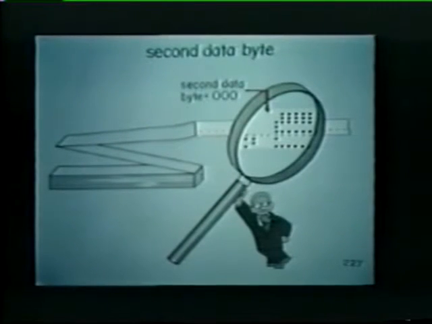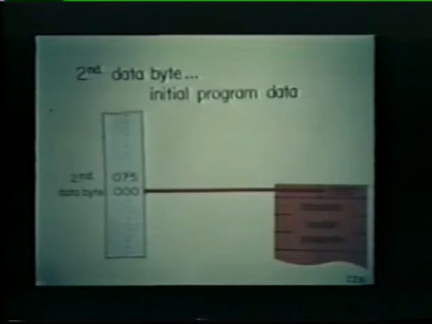The second data byte on the Absolute Loader tape is now read in. It is a 000. We now begin to store the Absolute Loader program in memory, a byte at a time. The second data byte read from the tape is 000. This becomes the low order byte of the first instruction in the Absolute Loader program.